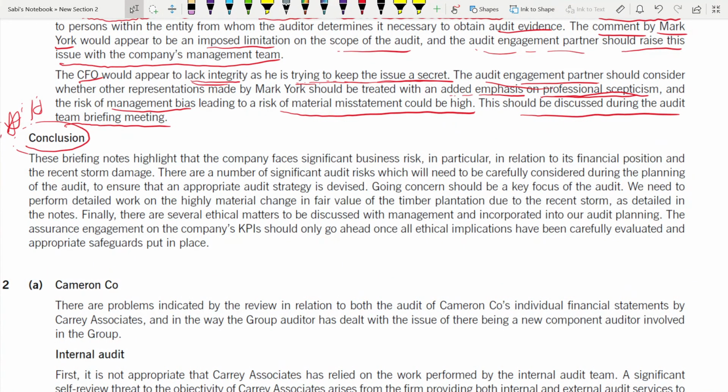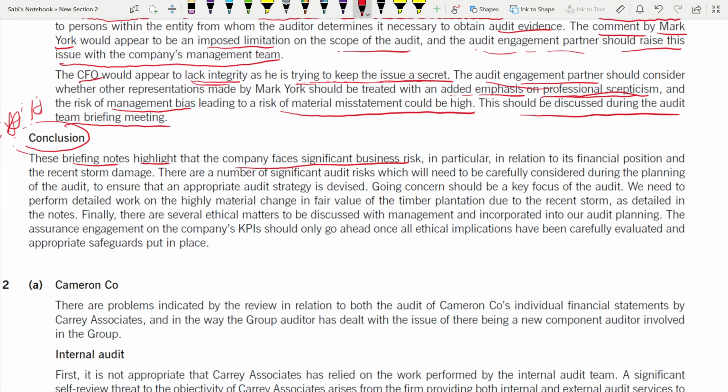So the briefing notes highlight... You start with what do they highlight? Again, you are starting from the beginning. It's like summarizing whatever you have discussed till now. So the briefing notes highlight the company faces significant business risk. What did you first write in the introduction? You started with what? Evaluating business risk. Exactly, the conclusion also has to be very similar.